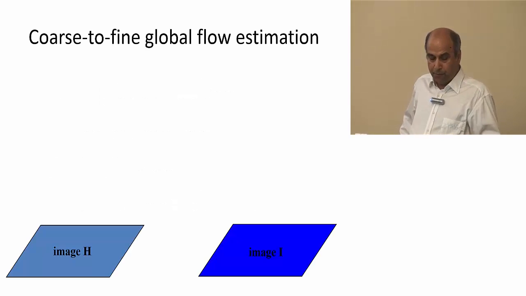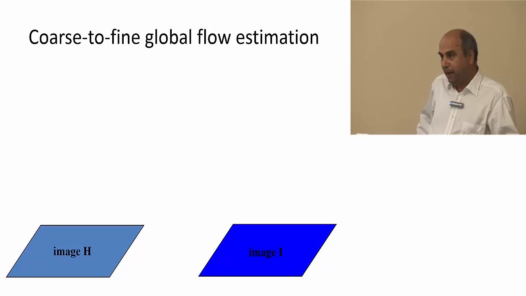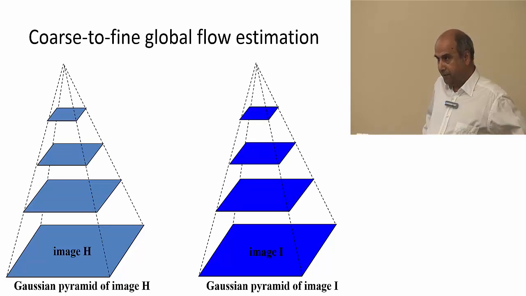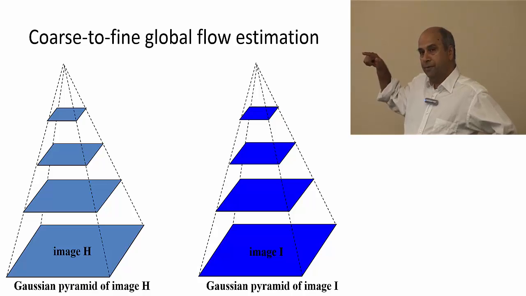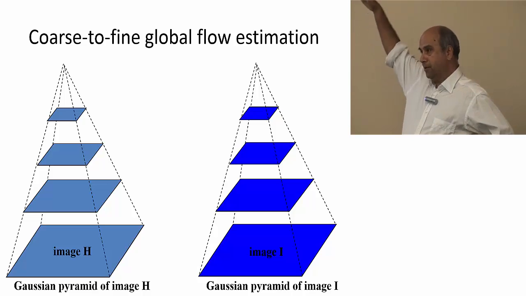And since we are using pyramids, we are going to do coarse-to-fine estimation. Let's say we have 2 images, image H and image I. We build a pyramid like this. Every level we reduce x by 2, y by 2, and we get something that looks like a pyramid.